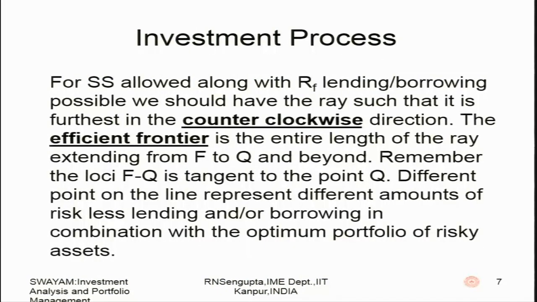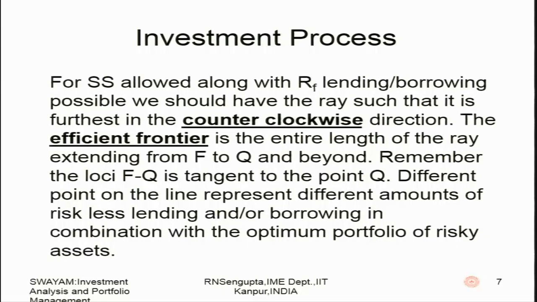Here, before coming to the second point, whatever I explained, I will just read it out in a very, very short form. For short selling allowed along with RF lending borrowing possible, we should have a ray, a straight line, such that it is furthest in the counterclockwise direction. The efficient frontier is the entire length of the ray extending from F to Q, provided short selling is not there. Different points of the line represent different amounts of risk, less lending and borrowing in combination with the optimum portfolio of risky assets. Optimum portfolio of risky assets is basically Q. So, you are taking some amount from Q and some amount, depending on the amount of investment, and investing some in the risk free lending borrowing.